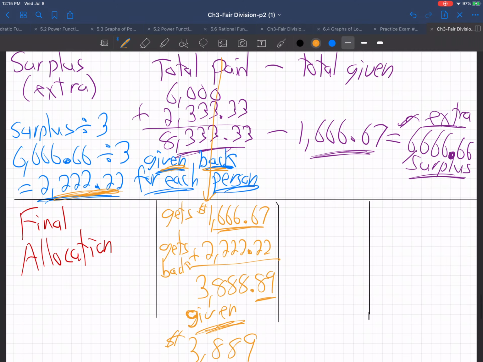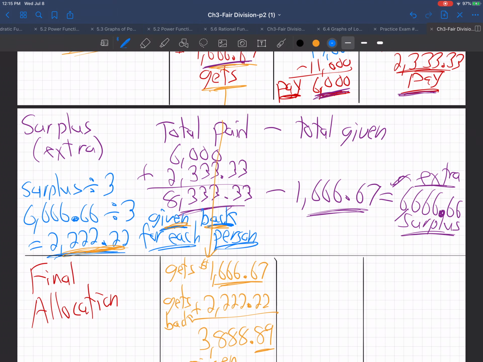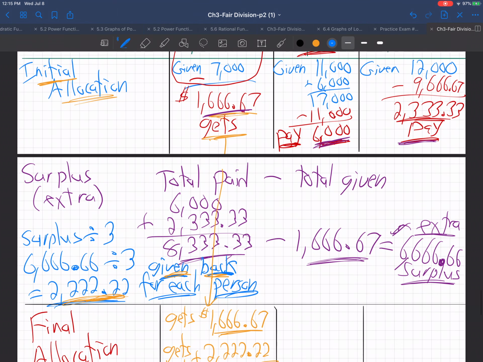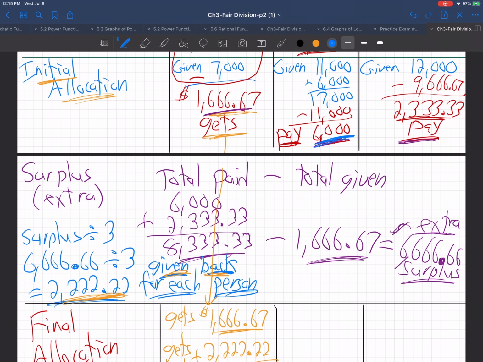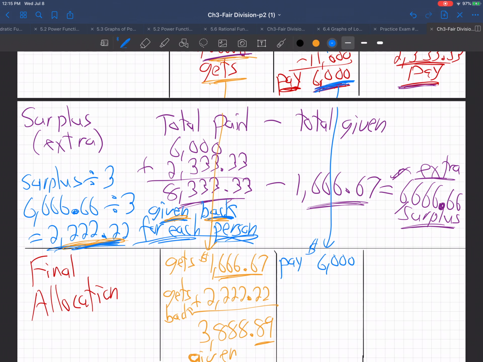Let's figure out the other two, because on the test I might ask you for part B or part C, Ben or Carla. So what about Ben? What's Ben's final allocation? Again, you take the initial allocation. Ben had to pay $6,000. But then he gets back 2,222.22. So what happens if you pay a bunch of money and then you get back some? We got to subtract those, don't we?